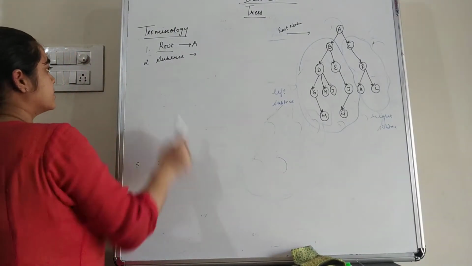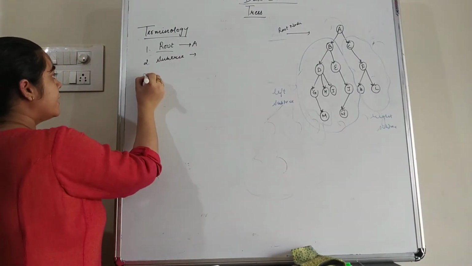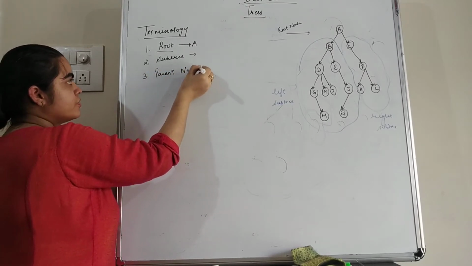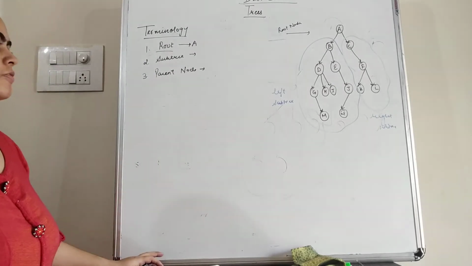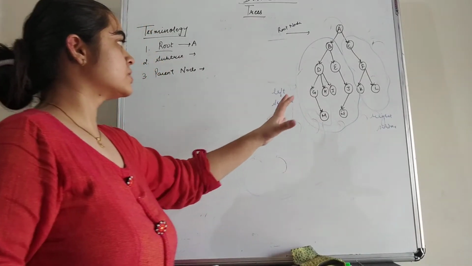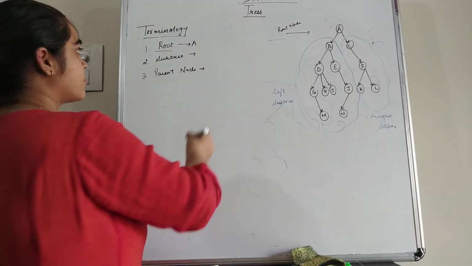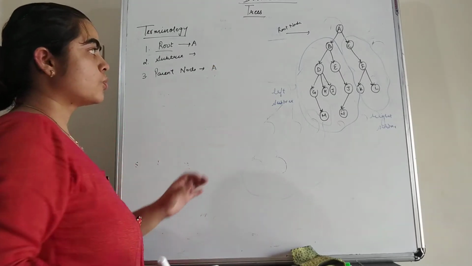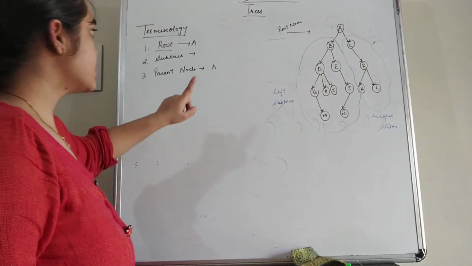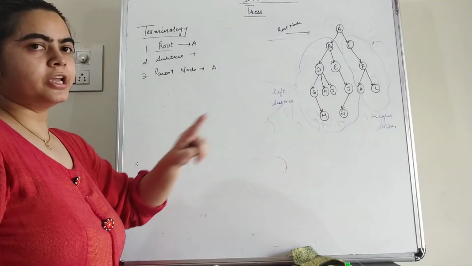Next one is the parent node. Parent node is the node which is having the number of childs. So see students, in this tree which node is having the number of childs? First one is the root node. Root node is the node which is having two childs with name B and C. So that means A is the parent node for B and C.